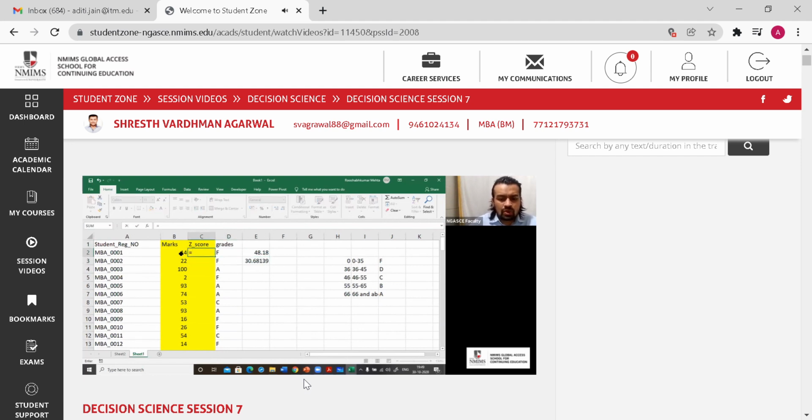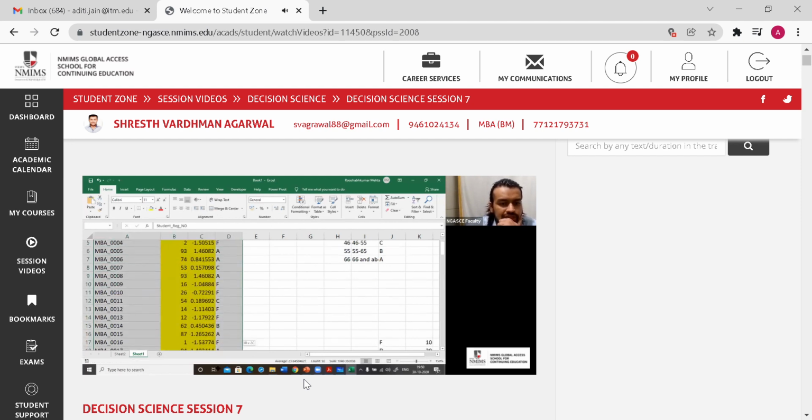Now, each observation minus mean needs to be locked, because that is going to be fixed for each and every observation, right? The mean needs to be fixed for each and every observation. Now, this is the standard deviation value, going to remain the same for all. Okay, this is a z-score.